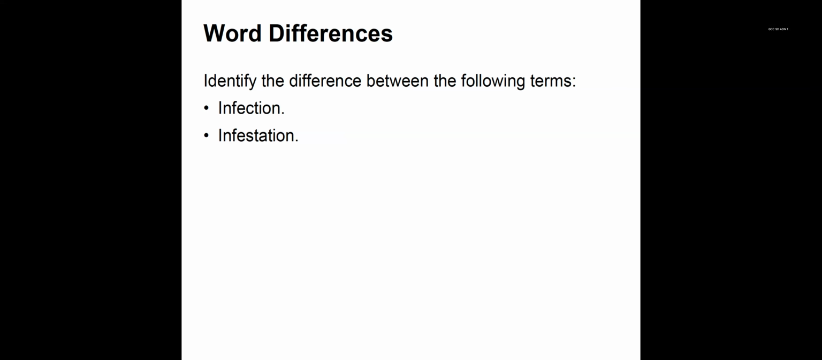Infestation, on the other hand, refers to the presence and multiplication of larger organisms such as parasites. So lice, mites, worms on or within the body. So for example, as we mentioned before, head lice, or scabies caused by mites burrowing into the skin.